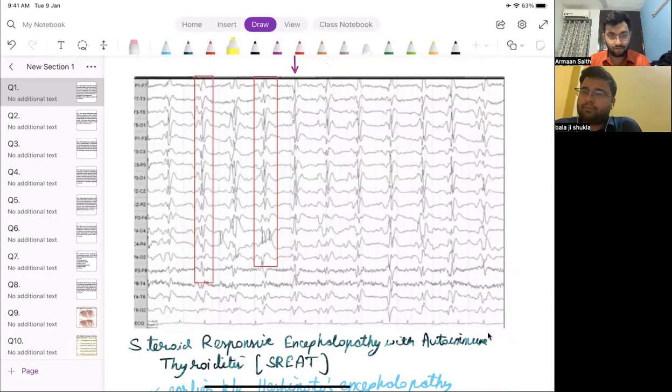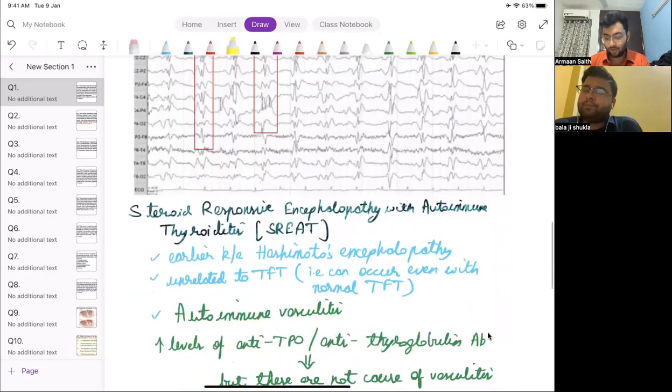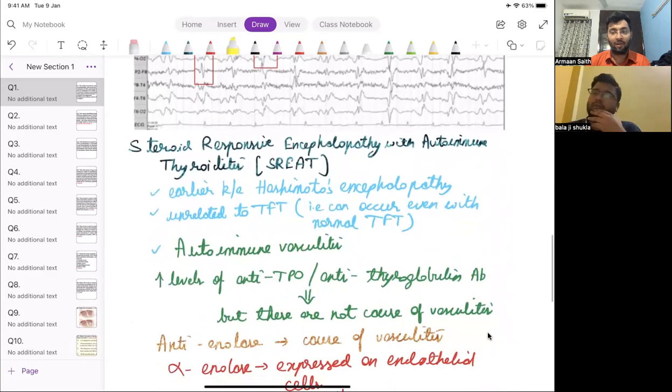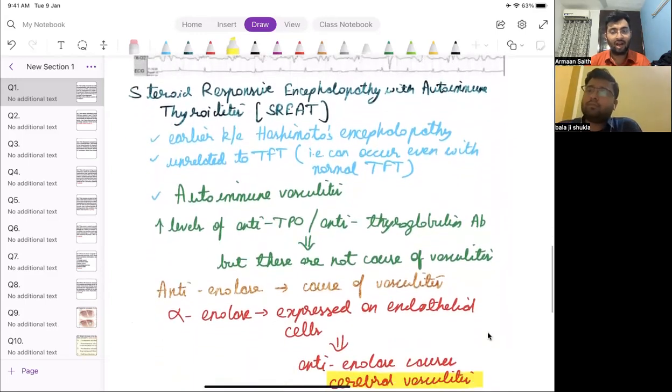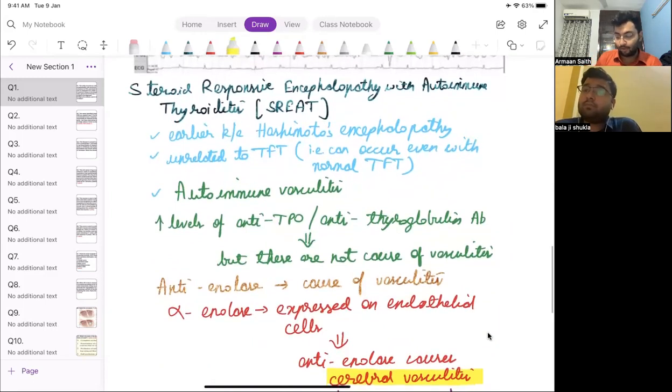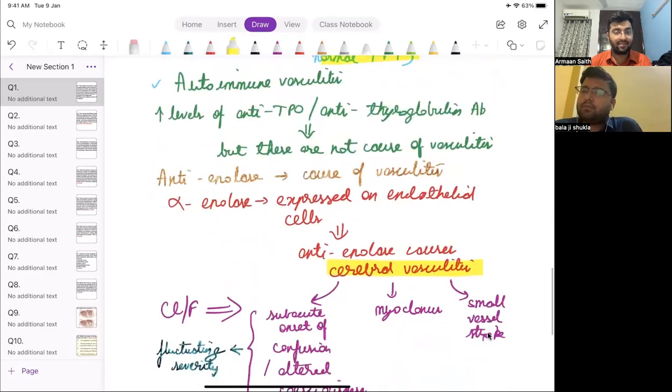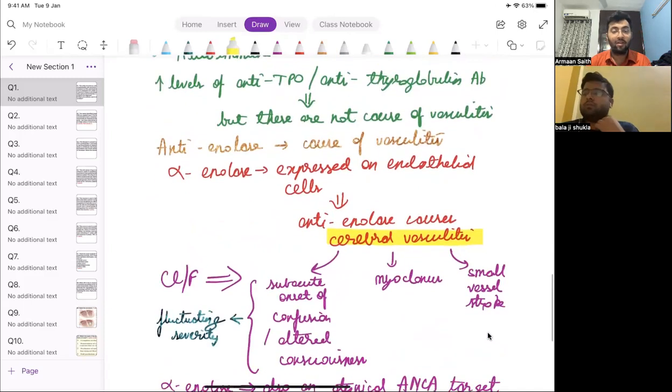Now coming to the answer to this question, which was steroid responsive encephalopathy with autoimmune thyroiditis, also called SREAT. It was earlier known as Hashimoto's encephalopathy. The important point being that it is unrelated to TFT, that is, it can occur even with a normal TFT. It is an autoimmune vasculitis. Patient has high levels of antithyroperoxidase and antithyroglobulin antibodies, but these are not the cause of vasculitis. The cause of vasculitis is anti-enolase antibody.